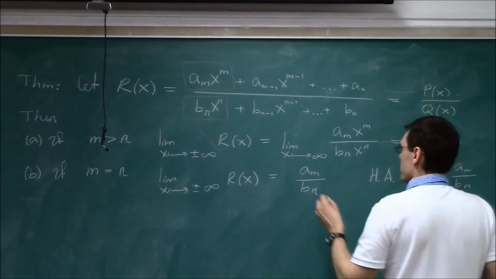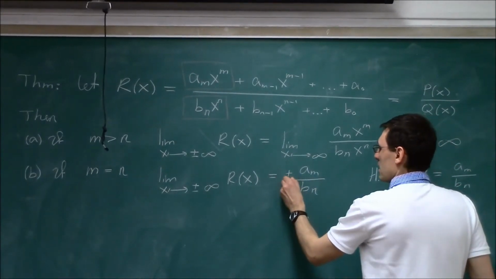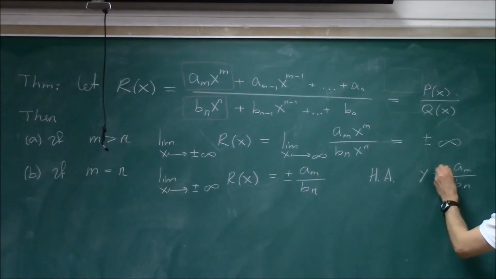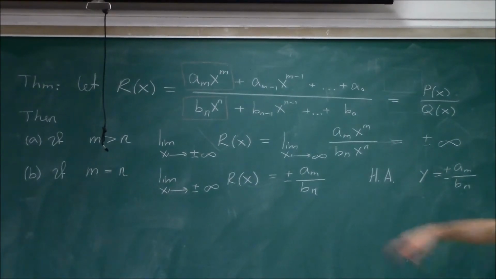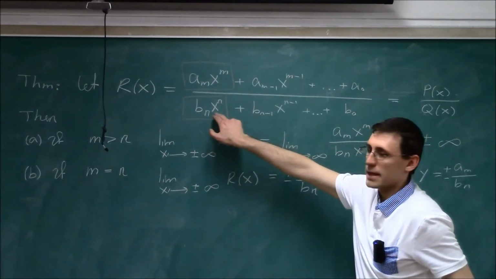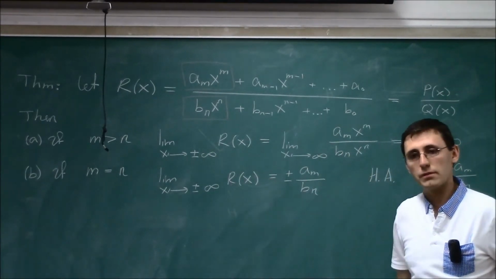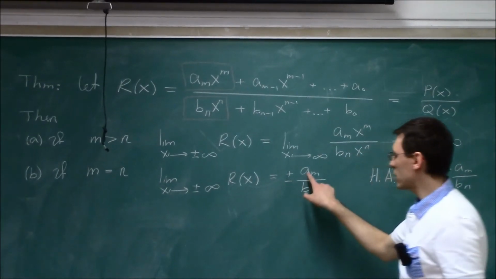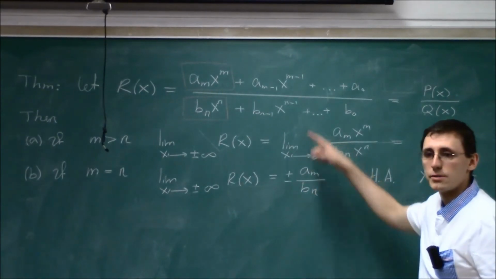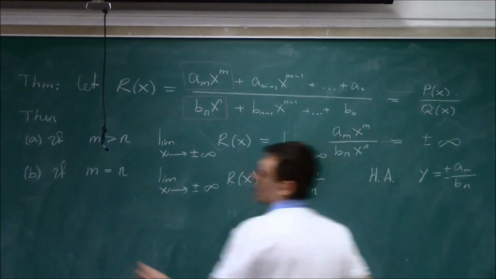One thing I should have actually said, plus minus. There could be two horizontal asymptotes. That's because if you cancel the x's, if x is negative, for example, it might influence the ratio to be negative or positive. So think about it. Actually, it does not have to be a_m over b_n. Could be plus or minus. Okay, C.